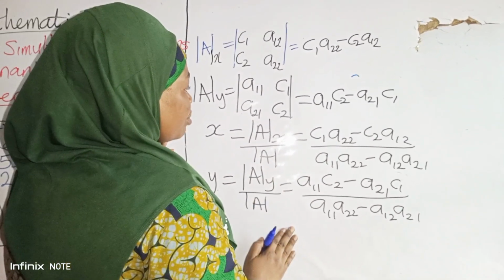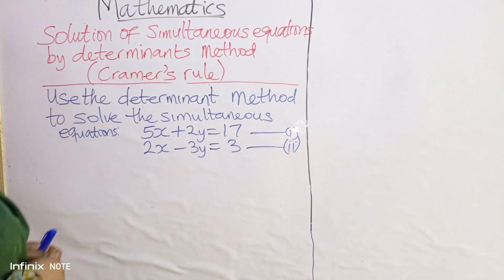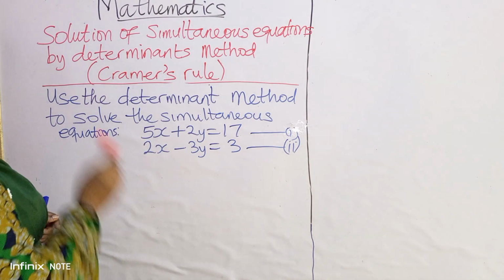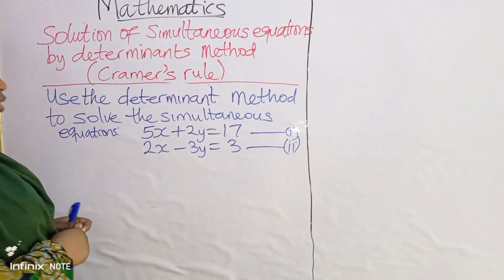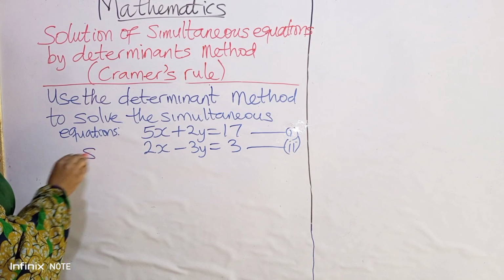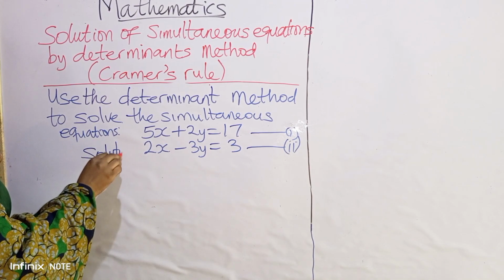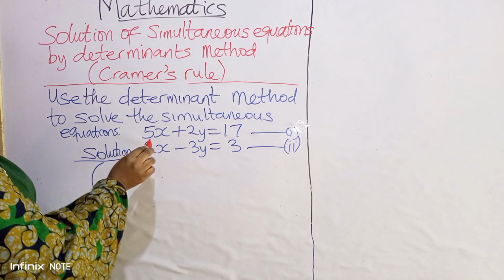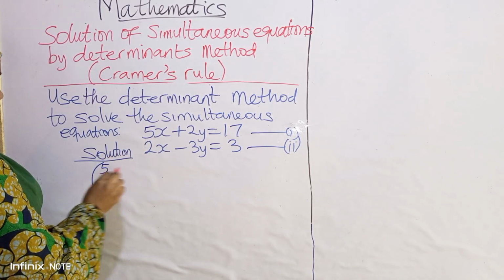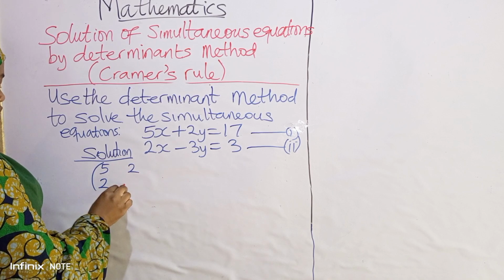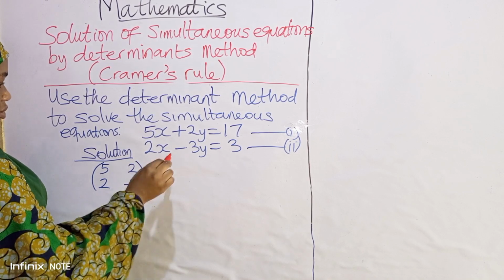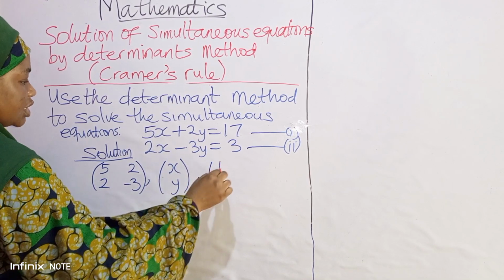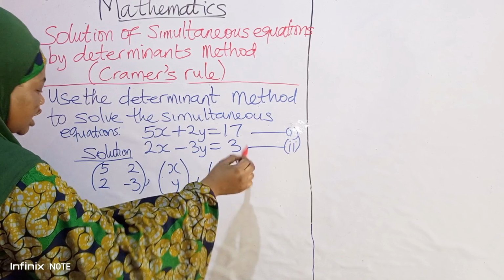So let's solve examples. Use the determinant method to solve the simultaneous equations. 5x plus 2y is equal to 17, equation 1. 2x minus 3y is equal to 3, equation 2. So, solution: let's write these equations in matrix form. We have the matrix 5, 2, 2, minus 3, then x, y, and we also have 17, 3. That is for the constants.